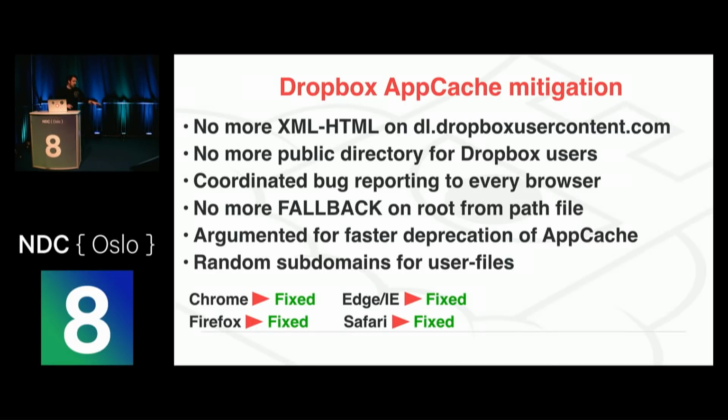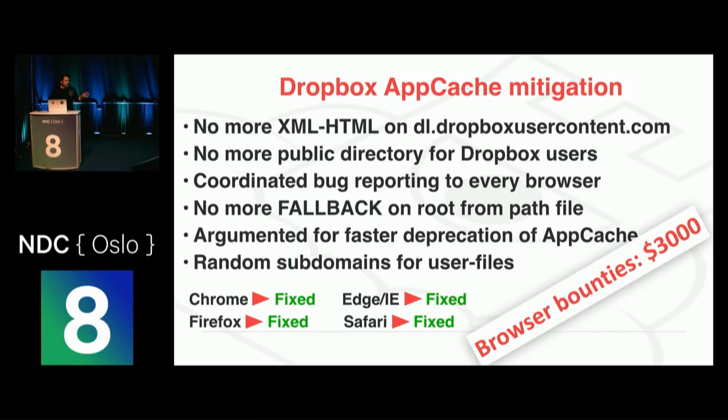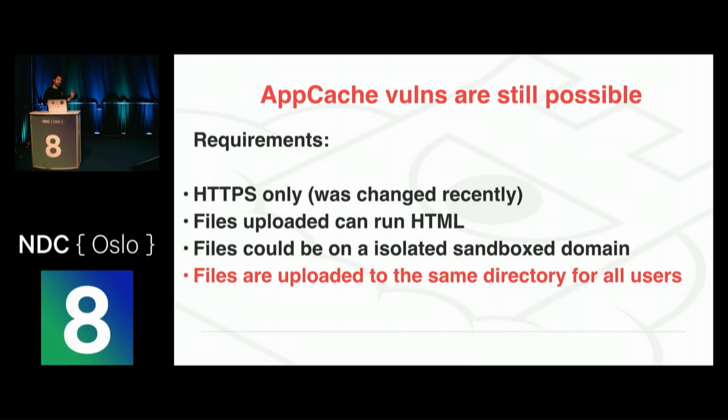And they're all trying to deprecate AppCache. It's probably going to take a bunch more years to do that. And Dropbox actually fixed it, so they have random subdomains for user files, which prevents the whole thing. So all the browsers fixed that. Browsers actually pay bounties as well, which is quite cool. This was just research coming out of nowhere. So that was pretty cool. But AppCache vulns are still possible.